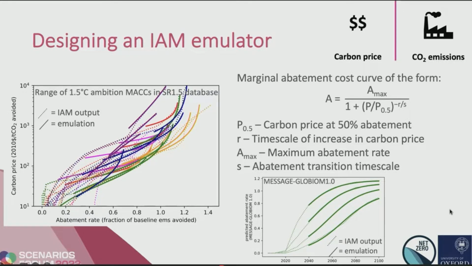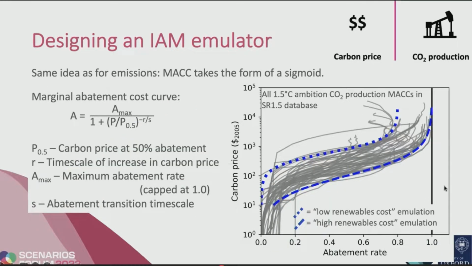And so we decided to try and pull this apart further, and we looked at the carbon price to CO2 production relationship with the same marginal abatement cost curve form, but now with the maximum abatement limited to 1, because we're talking about how much CO2 production reduces, and you can maximally reduce your CO2 production by 100%. A lot of the models don't achieve 100% reduction, but this marginal abatement cost curve form, as I've just fitted the two extremes of the 5th and 95th percentile of the plume of scenarios in the SR15 database here. And you can see that it captures the range, and you can imagine varying the parameters within this will capture most of the individual scenarios within this group.